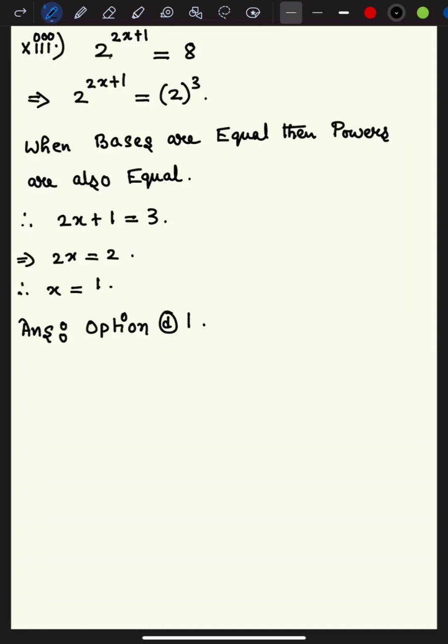Let's come to question number 1 support 13. We are given here 2 to the power 2x plus 1 equals 8. Since the base is 2, we need to put this in terms of powers of 2. So I have written this 8 as 2 cube, so as to match the bases. So 2 to the power 2x plus 1 is equal to 2 cube. When bases are equal, then powers are also equal. Therefore 2x plus 1 is equal to 3, which implies 2x equals 2. Therefore x equals 1, which is option D.